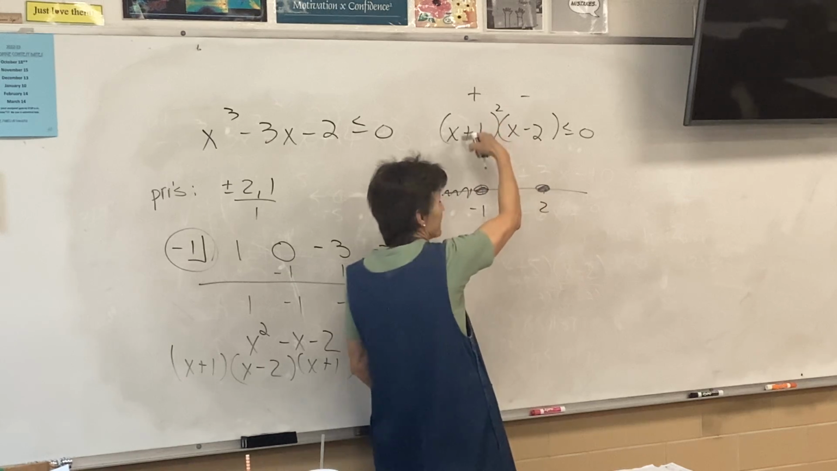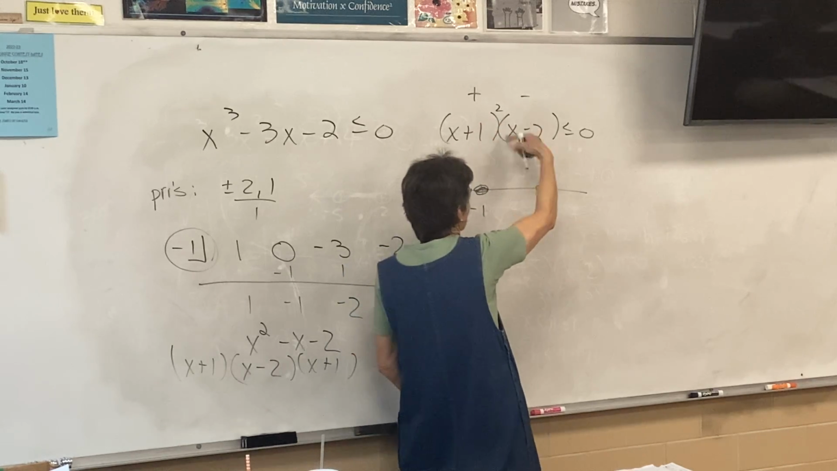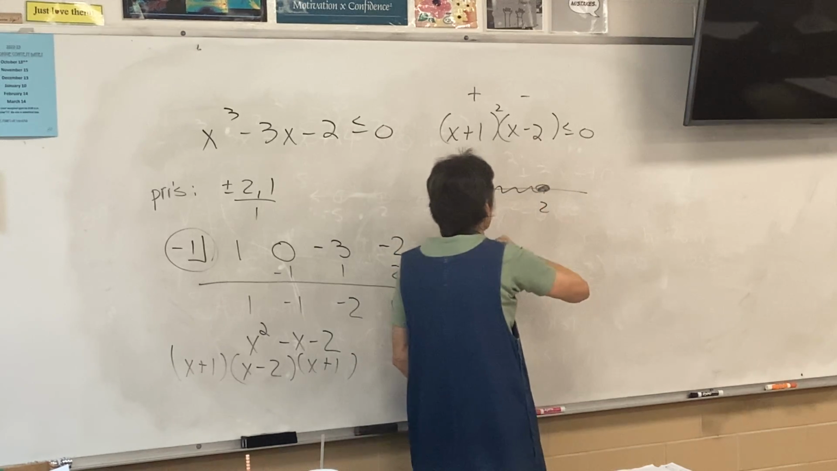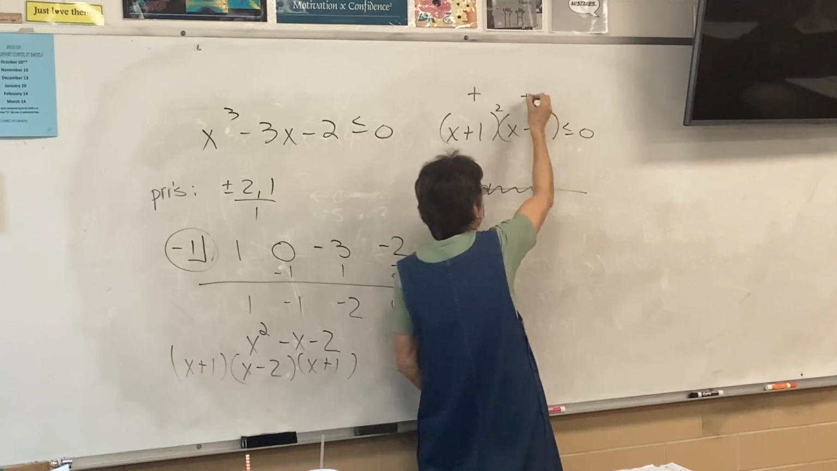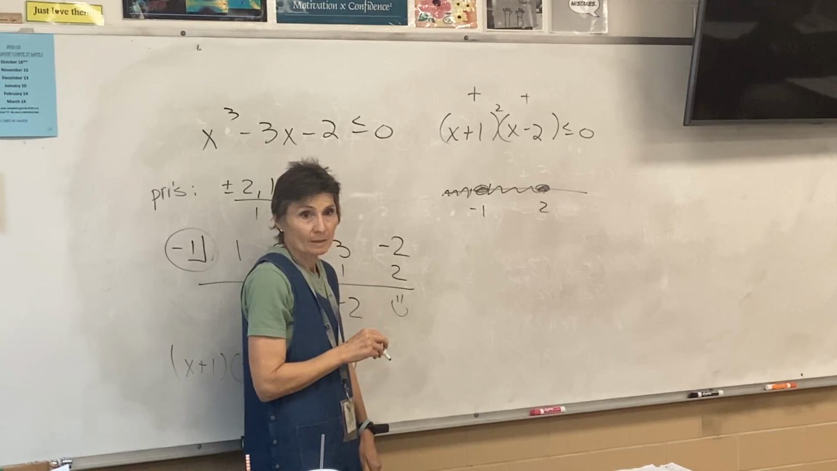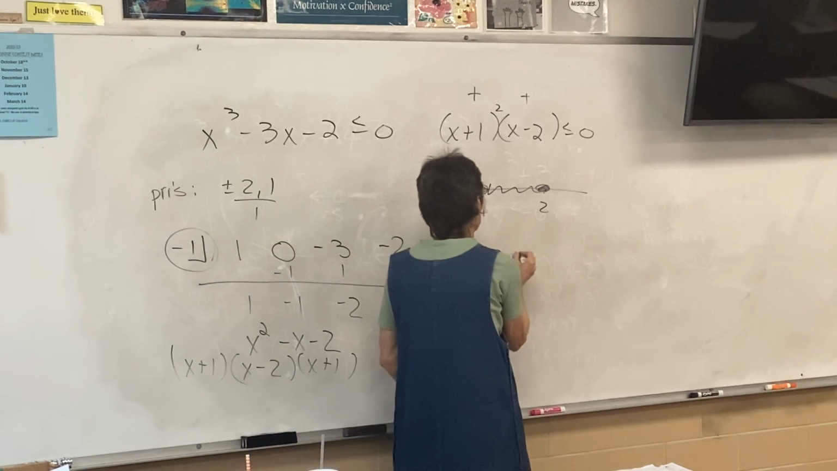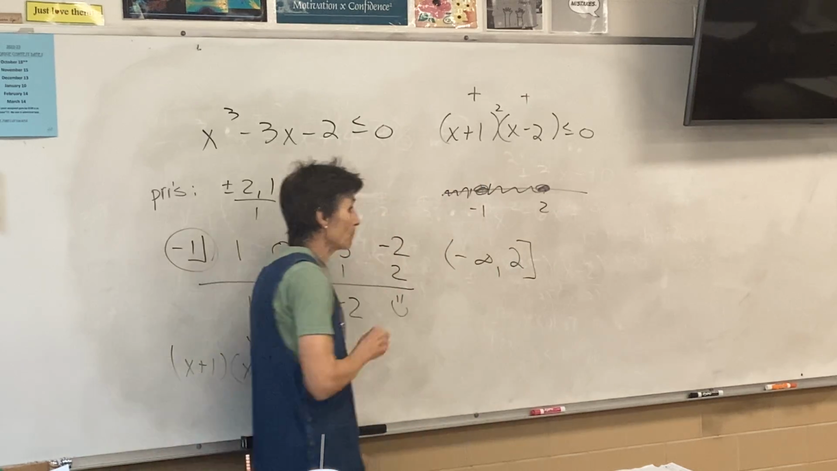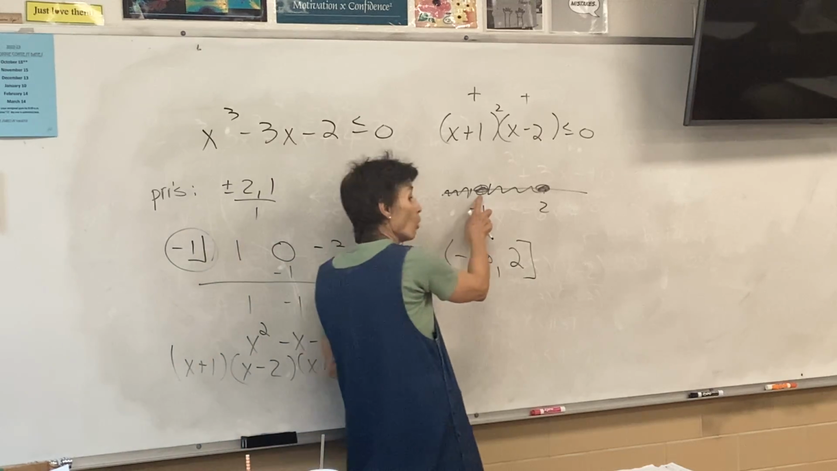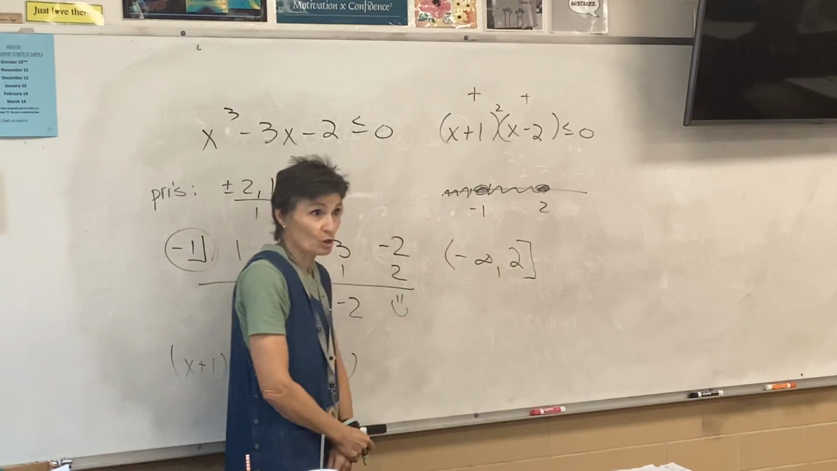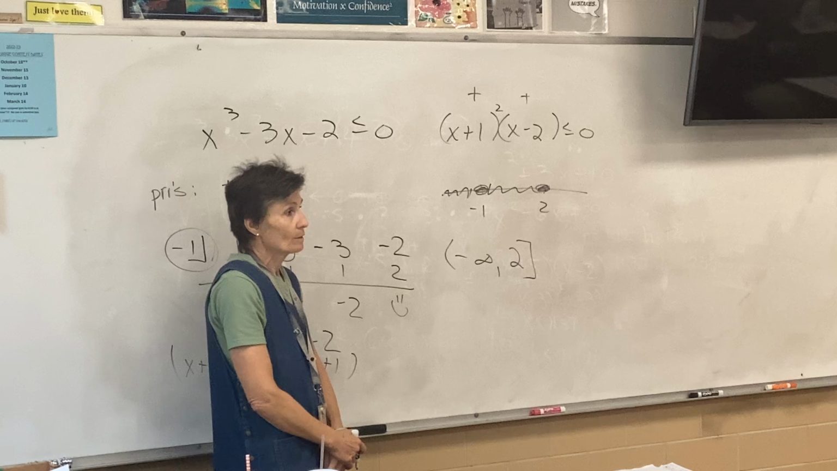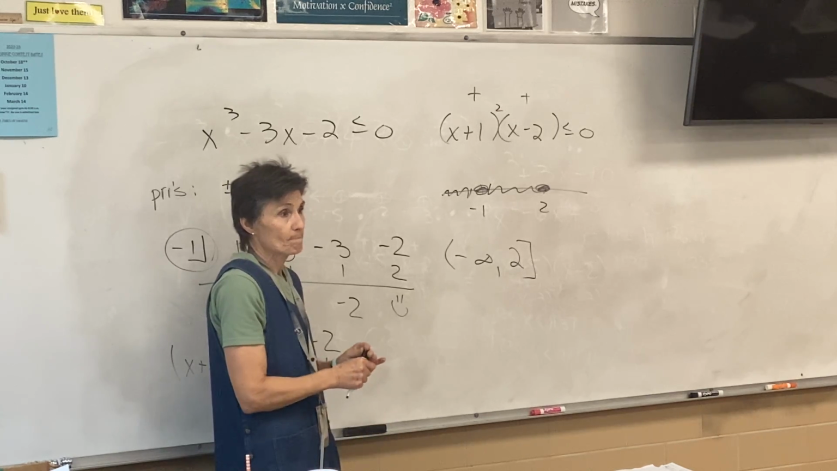0 makes this positive and this negative. So does that work? How about 3? 3 makes everything positive, so that won't work. No. So what's my answer? Negative infinity to 2. Yep. Some of you separated that and wrote them individually. If this had been an open dot, then I probably would suggest that. But since it's a colored in dot, it's just everything less than 2, right? All right, what else?